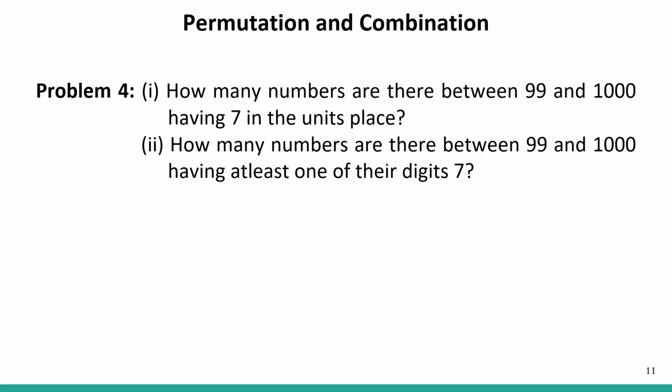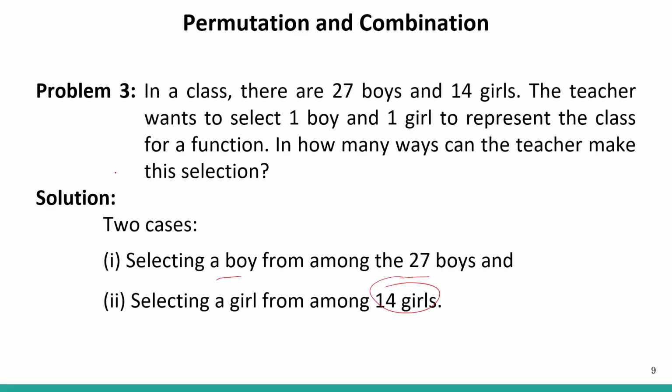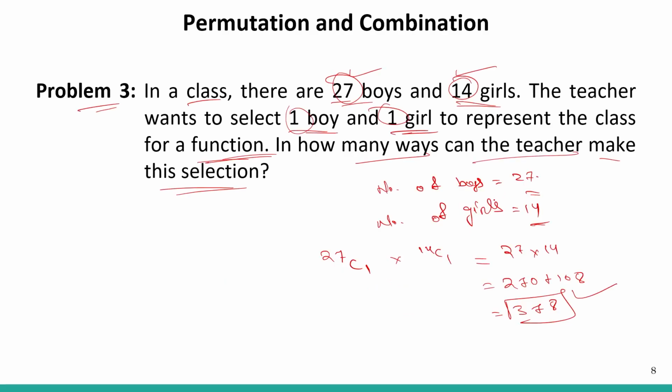So let's go forward to problem number 4 and see what it brings to us. But first, let's see problem number 3 again. If it had asked that there are 27 boys and 14 girls, and you need to select 2 boys and 1 girl, how could you do it? The question here is, does permutation matter here, or will it be ignored? Will combination be used here?